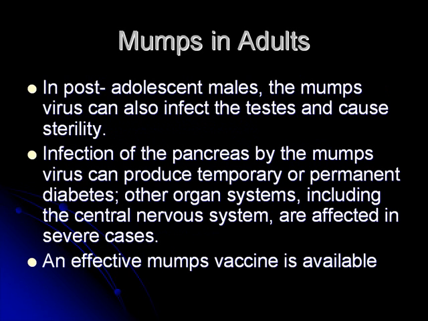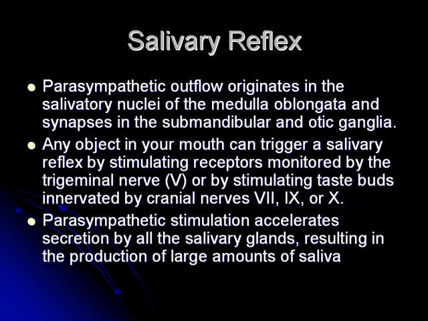Mumps in adults is a more serious problem. In post-adolescent males, the mumps virus can infect the testicles and can cause sterility. Infection of the pancreas by the mumps virus can produce temporary or permanent diabetes as well. As you may recall from our discussion of the endocrine system, the beta cells, in the Islets of Langerhans in the pancreas, produce insulin. A mumps infection in these cells can destroy them either temporarily or permanently. Other organ systems, including the central nervous system, can be affected by severe cases. An effective mumps vaccine is also available.